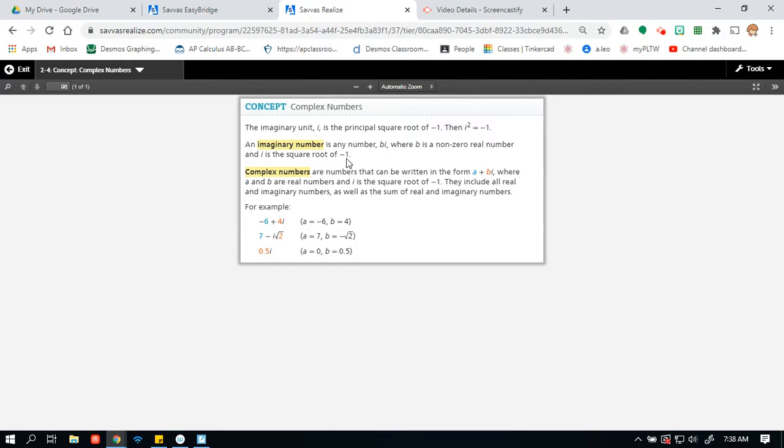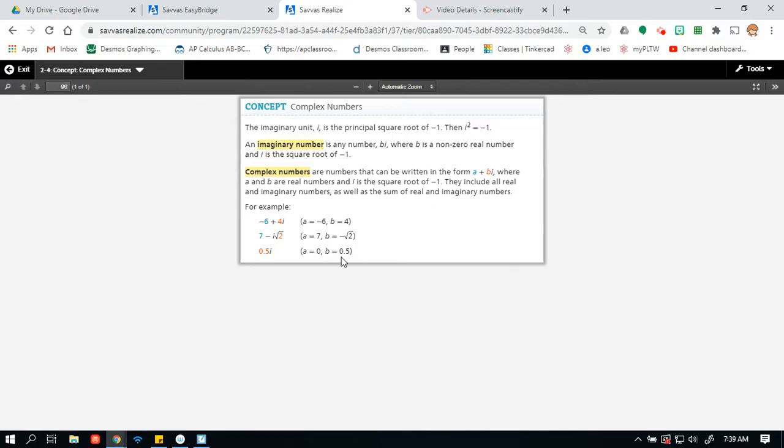An imaginary number is a number B times i, where B is a non-zero real number and i is the square root of -1. I usually write my i's kind of fancy to denote that this is not a variable, that this is actually a complex imaginary number. Complex numbers are numbers that can be written in the form a plus bi, where a and b are real numbers and i is the square root of -1. They include all real and imaginary numbers, as well as the sum of real and imaginary numbers.